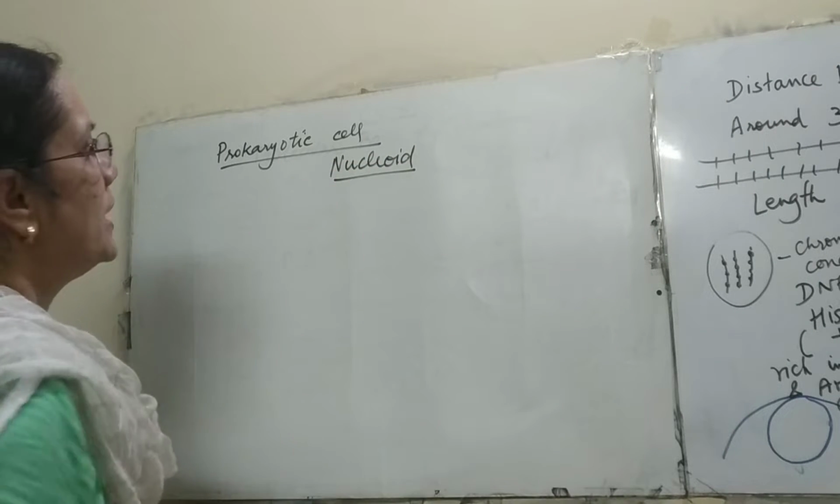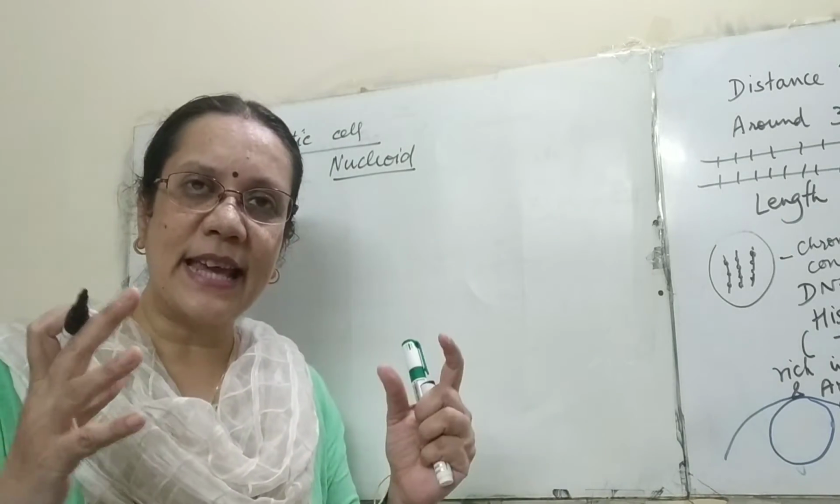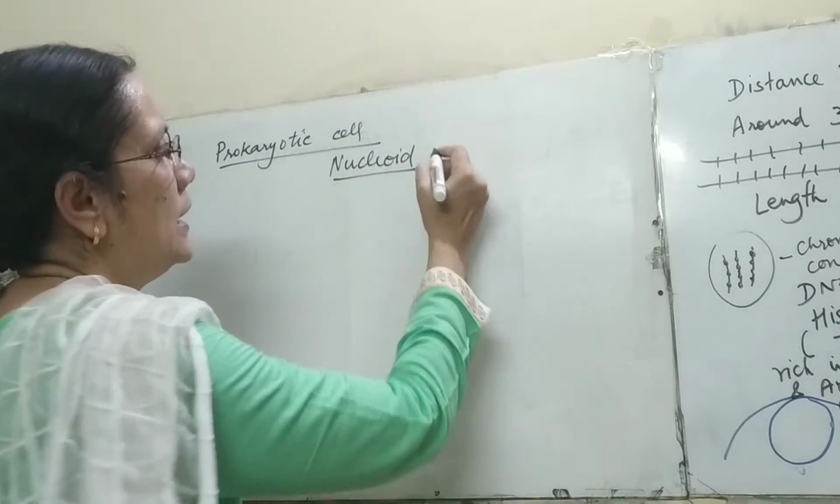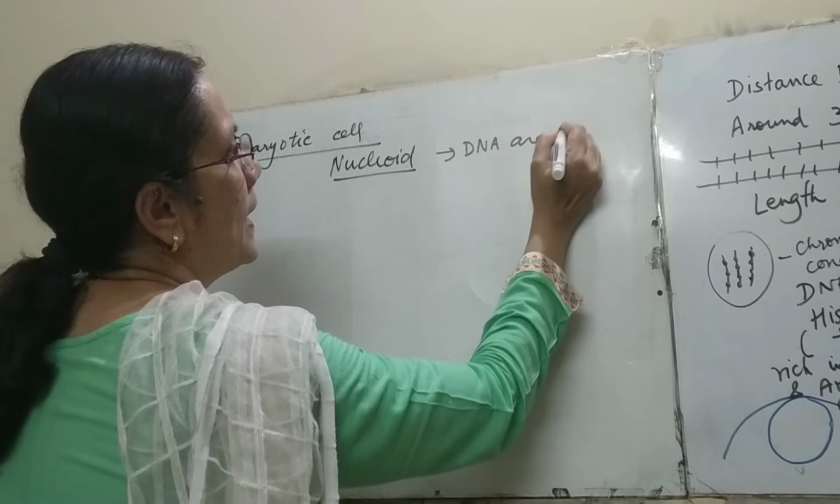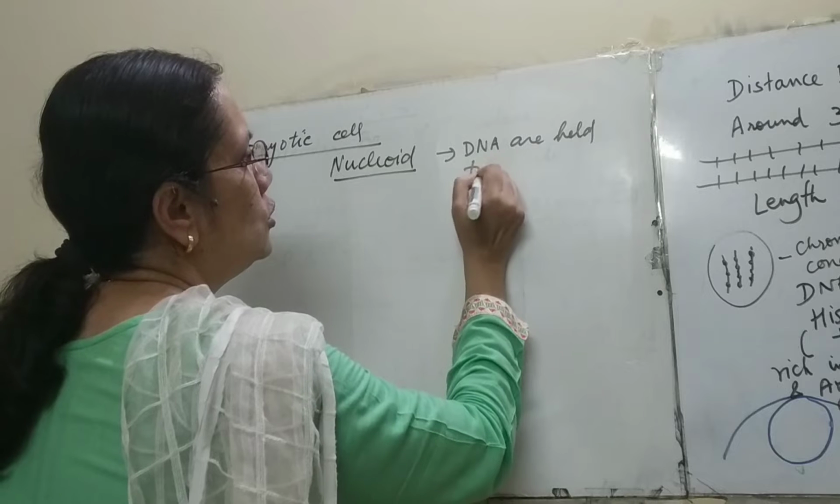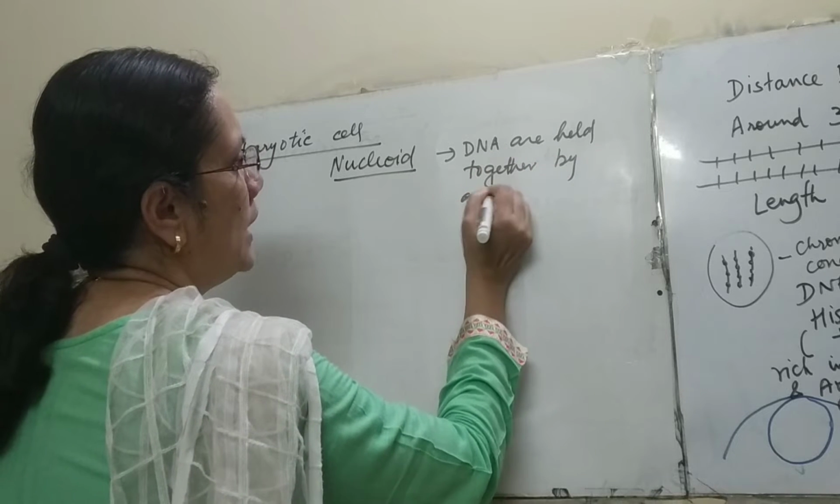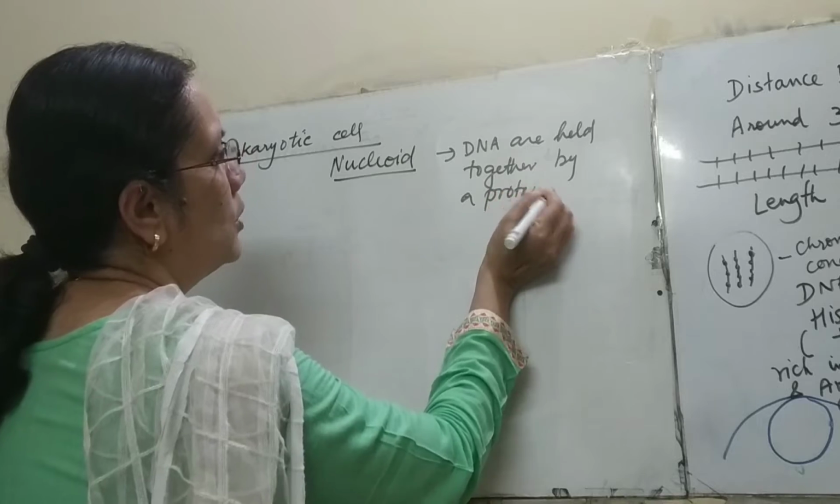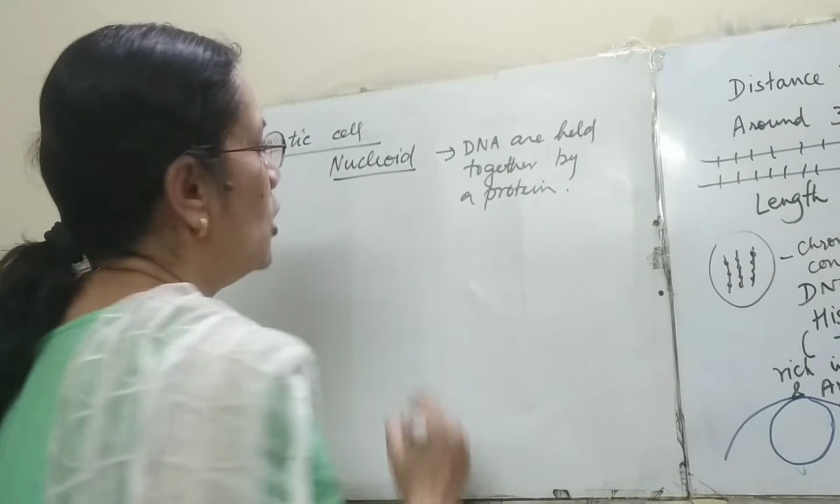What is nucleoid? In a prokaryotic cell, the DNA content is held together by protein. Here also the DNA are held together by a protein. And this region is known as nucleoid.